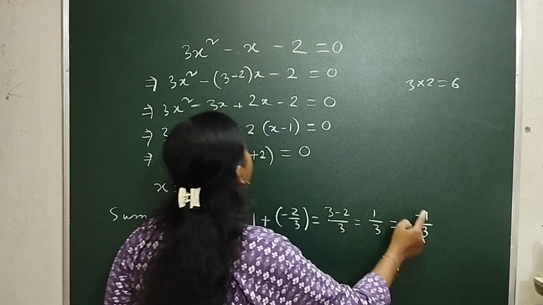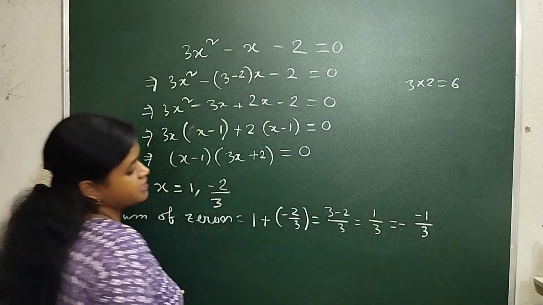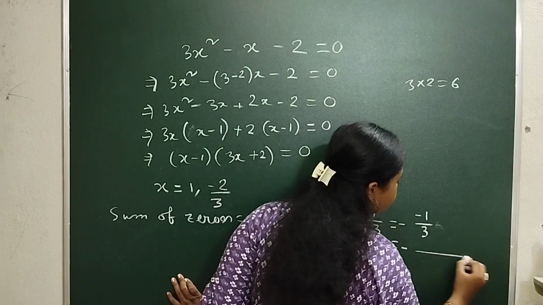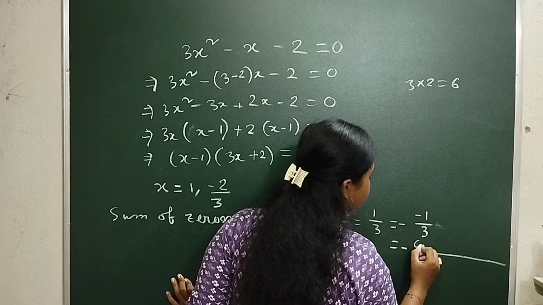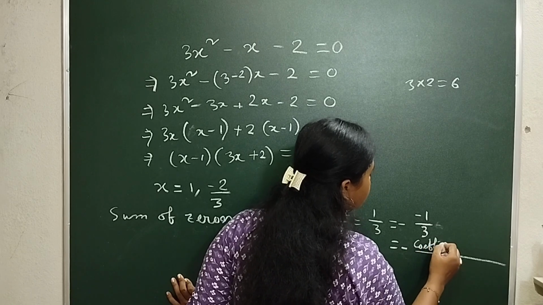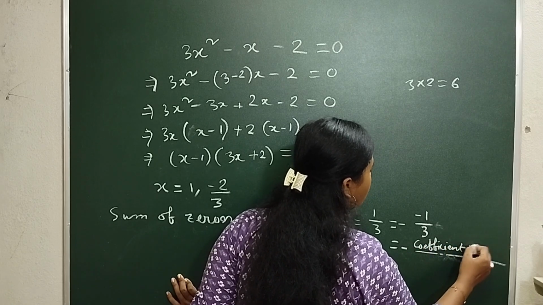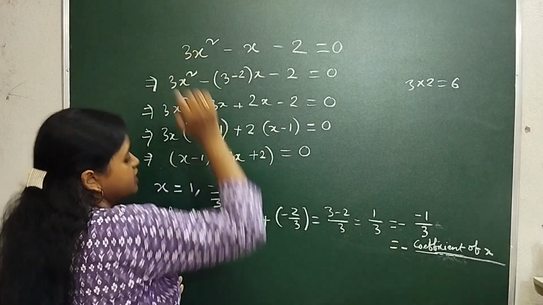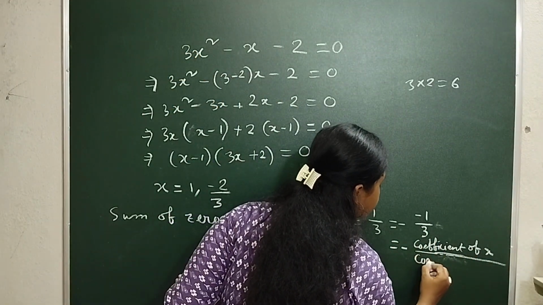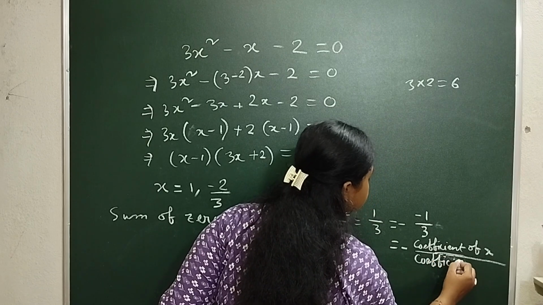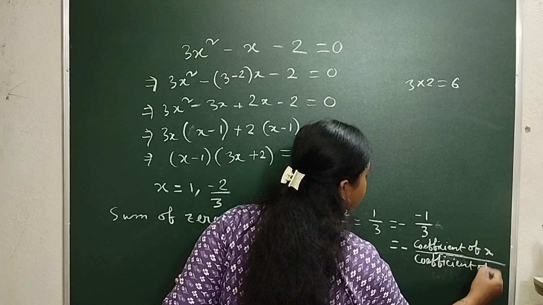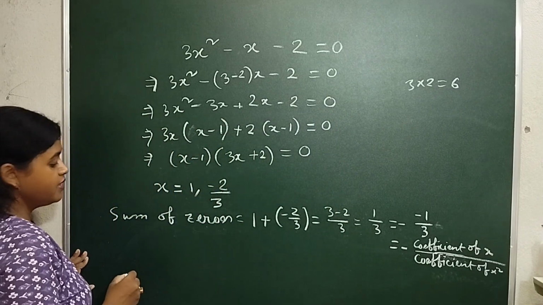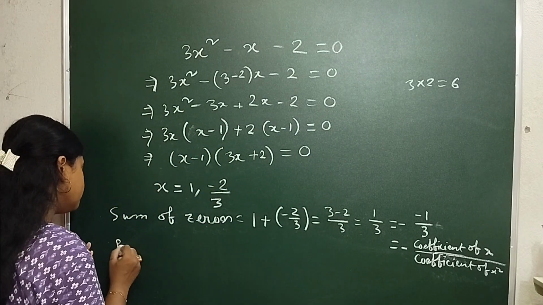What is minus 1? Minus 1 is the coefficient of x. And what is 3? 3 is the coefficient of x square.